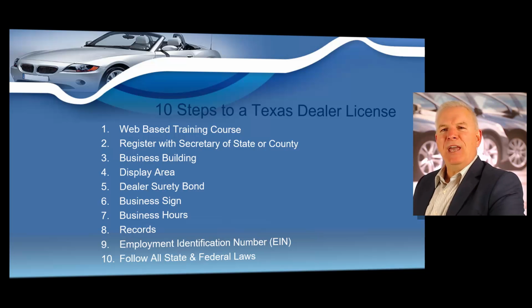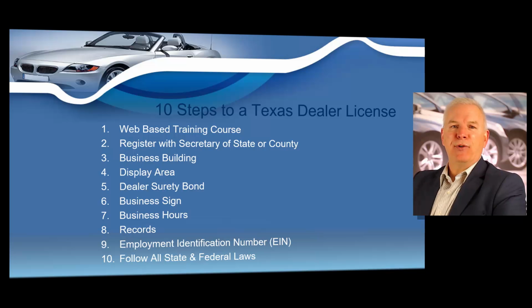Step number 9, Employee Identification Number, EIN, or we call that the Employment Identification Number. Before submitting your dealer application, you must obtain an Employment Identification Number, which we also call an EIN. This is a number used to identify the new business you're starting and will be needed for tax purposes. Obtaining your Employment Identification Number is a very quick and easy step that we will cover in your dealer training course. We actually have step-by-step instructions on how to do this in your pre-license training course.